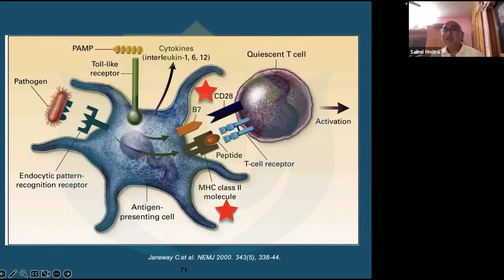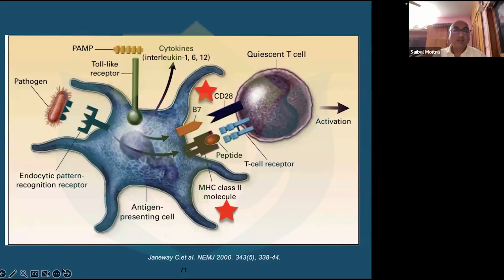So when all these three signals, signal 1, 2, and 3, go to a particular naive T cell, this T cell gets activated, and it leads to the clonal selection of that particular T cell, clonal expansion and differentiation. So now we come to the adaptive part of the immune system.